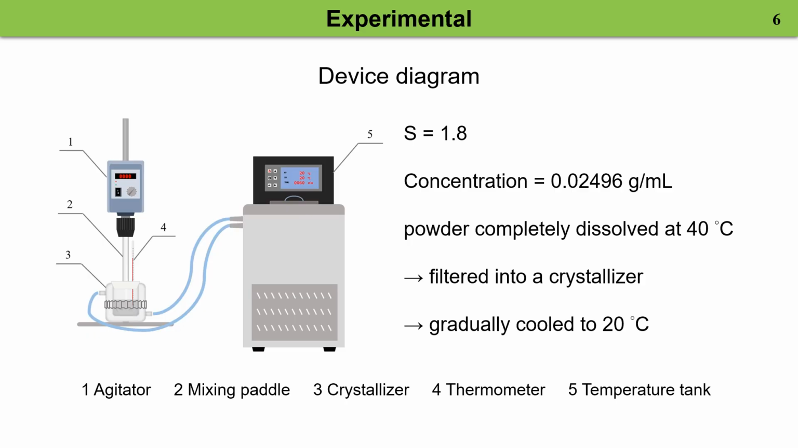In the experimental section, the cooling crystallization method was adopted to carry out batch crystallization experiments of caffeine in a jacketed crystallizer. The experimental device is shown here.